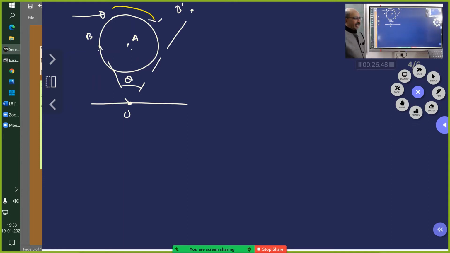So here the reference point is fixed. In the previous case, the reference line was fixed. In the previous case, the line drawn to the object at two positions was making two angles with respect to the reference line at two different points on the reference line.